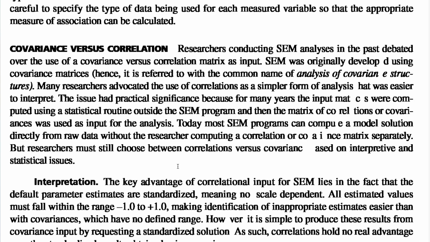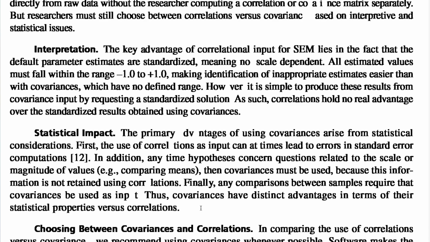Interpretation. The key advantage of correlation input for structural equation modeling lies in the fact that the default parameter estimates are standardized, meaning no scale dependence; all estimated values must fall within the range of -1.0 to 1.0, making the identification of inappropriate estimates easier than with covariance, which has no defined range. However, it is simple to produce the same results from covariance input while requesting a standardized solution, so correlation holds no real advantages over the standardized results obtained using the covariance.